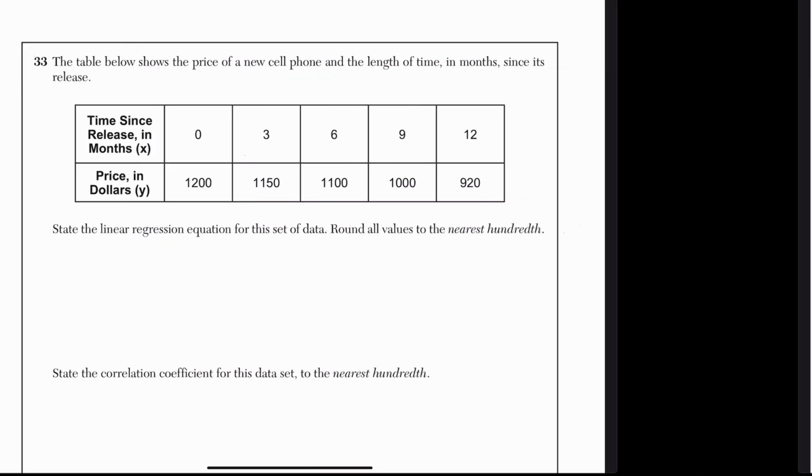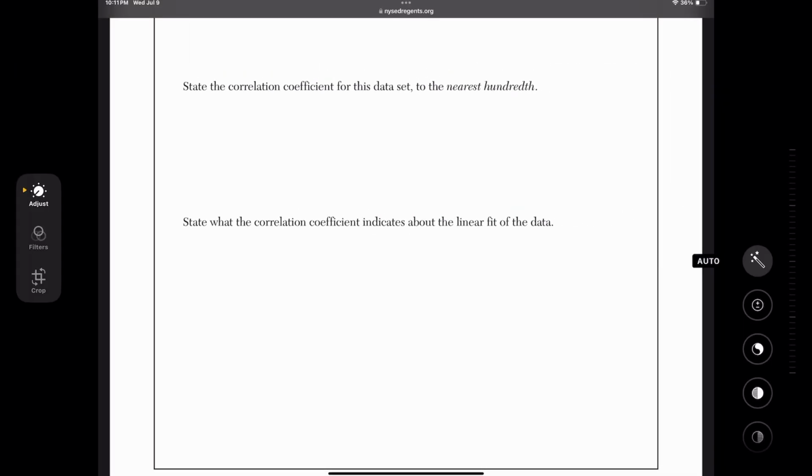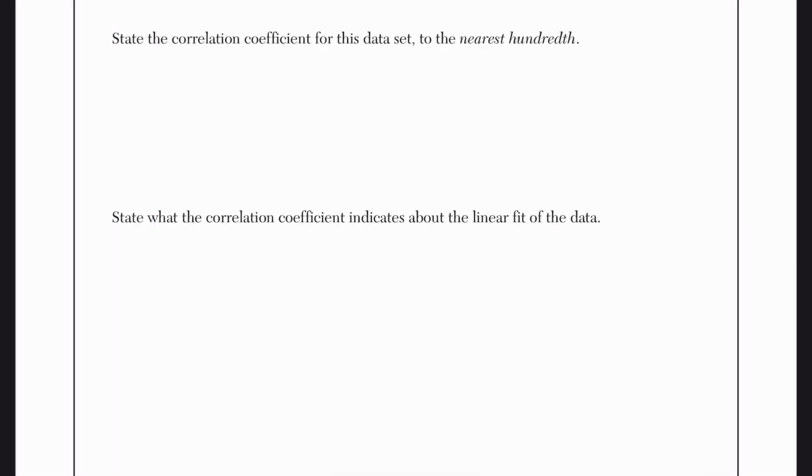Okay, now we have two more parts to this. The correlation coefficient, remember you can only see that if you put your diagnostic on. If you're only seeing y equals ax plus b, a equals blank, b equals blank, and you're not seeing r, that's because you did not put your diagnostic on. The correlation coefficient is just r, not r squared. And this is going to be negative 0.99.